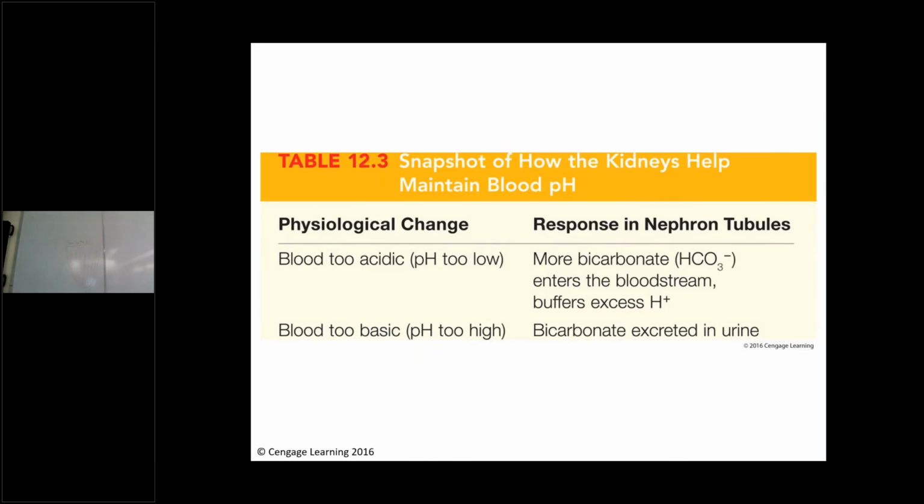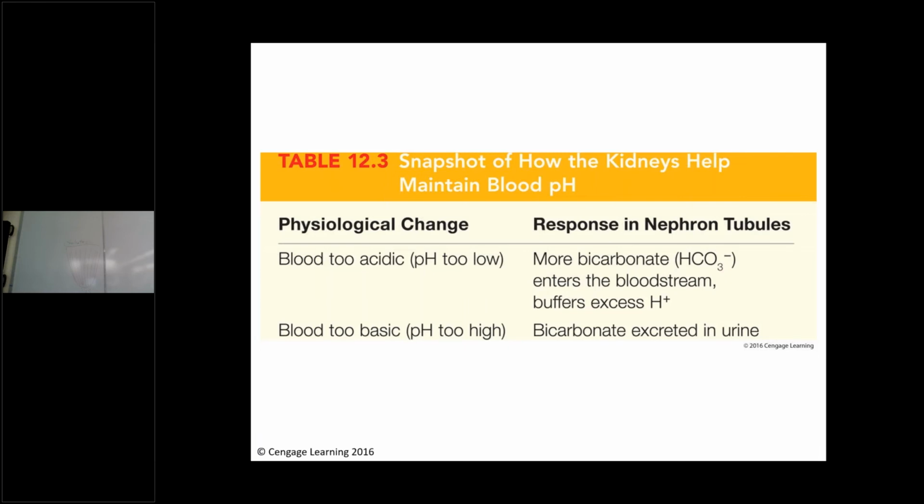This next slide just shows us what can happen as far as buffering, and maintaining that average pH of about 7.4, a little bit alkaline. This is what the nephrons will do. They'll either secrete more bicarbonate or they'll excrete it, right? So either we're holding on to the bicarbonate, allowing it to buffer if we're too acidic to make it a little bit closer to that 7.4, or if we're too basic, if the numbers are too high, greater than 7.4, we'll excrete the bicarbonate and in turn lower the pH.